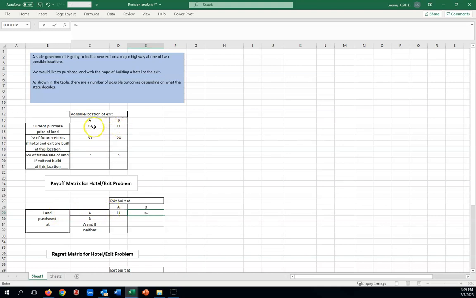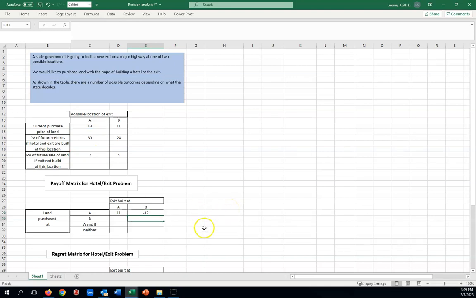We would again click on the 19. And now let's figure out our return, either 30 or 7. Well, we bought at A, but they decided on B, so we end up having sort of made the wrong guess here. Best we can do is to sell that land for $7 million. So we come out behind.